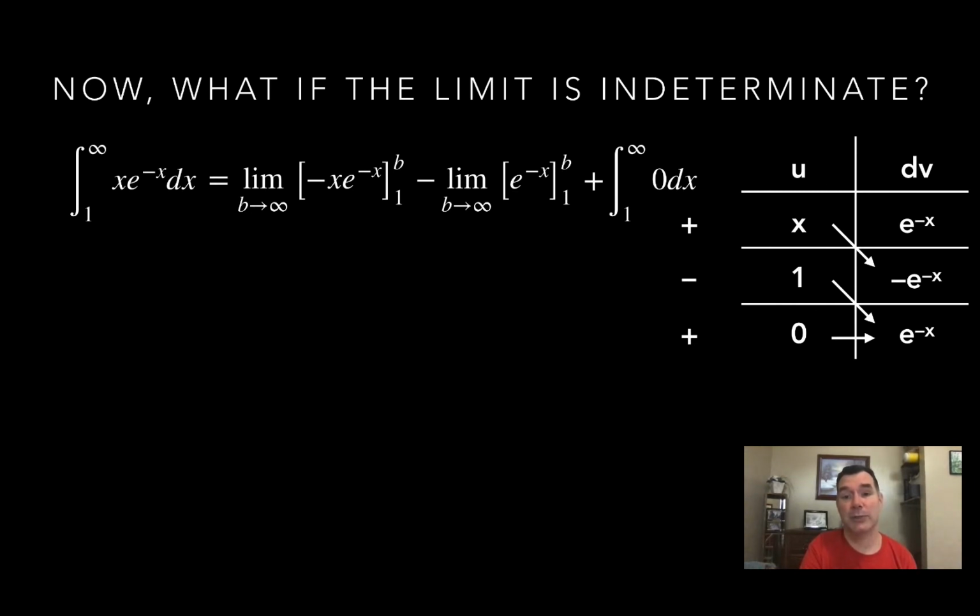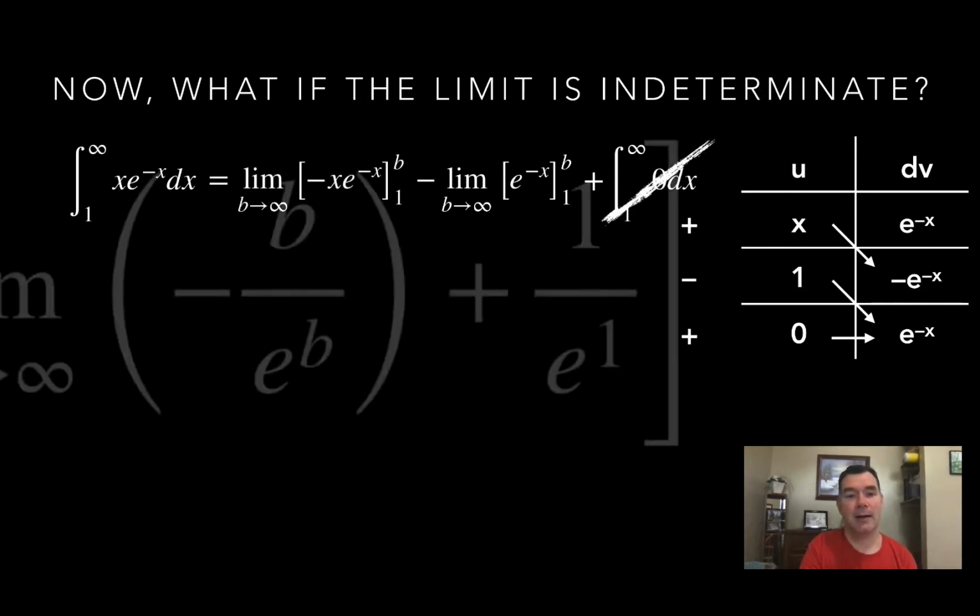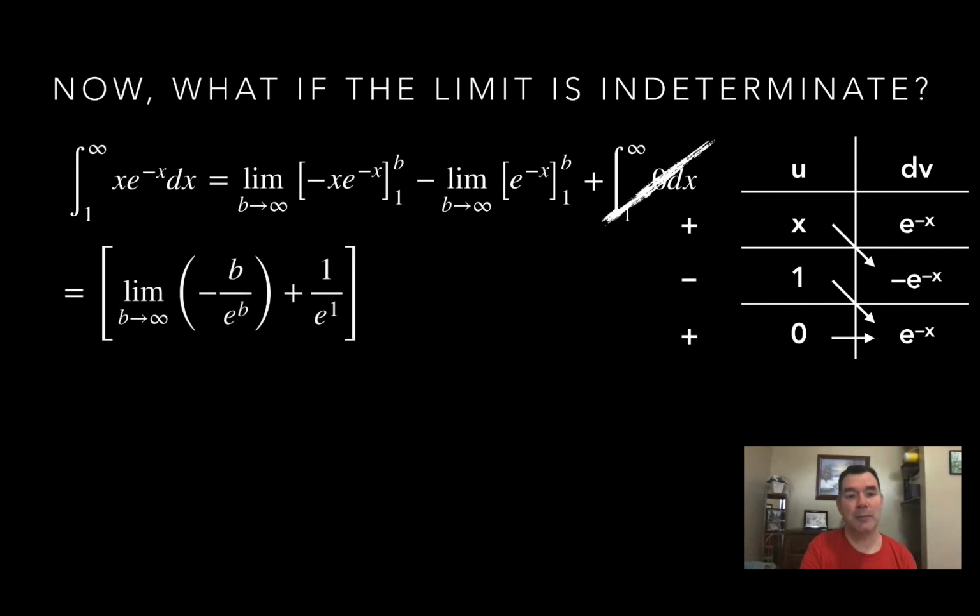And then the last one, because I'm reading across the row, that's still going to be an integral from 1 to infinity, but the integrand there is just 0. So that actually works out to be just 0. All right, so here I'm going to plug in b first and get the limit as b goes to infinity of negative b over e to the b. And then when I plug in 1, I get 1 over e to the 1.